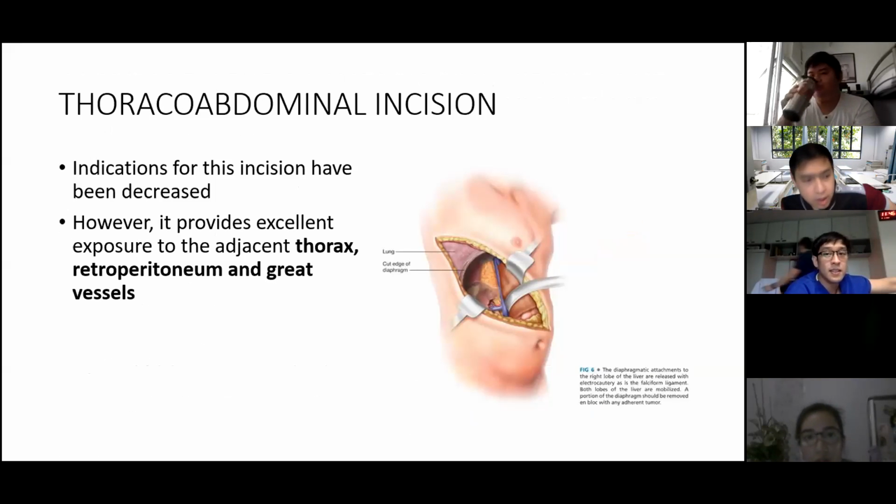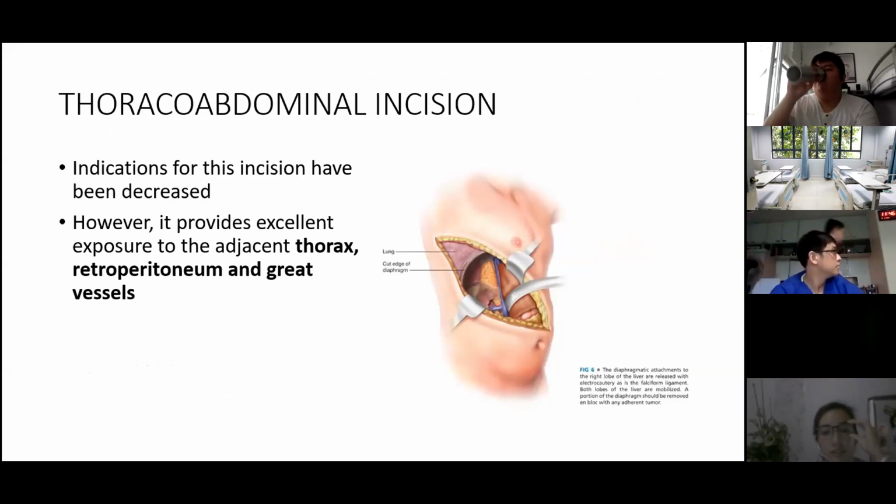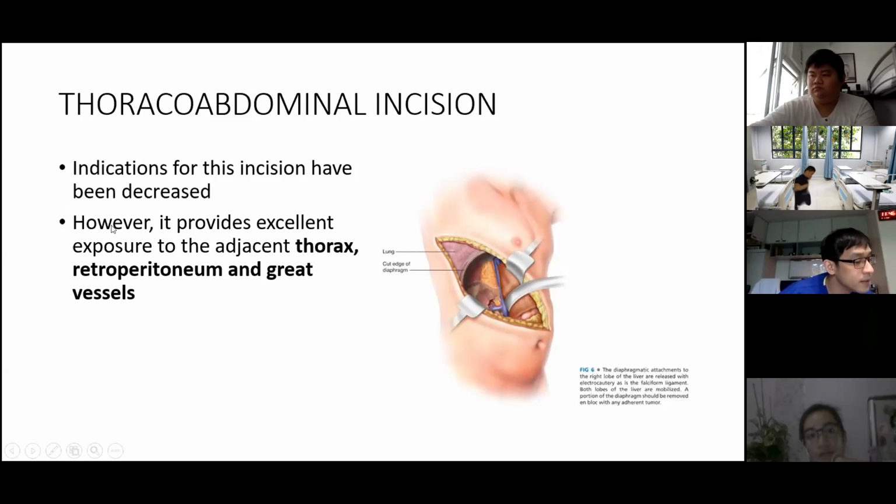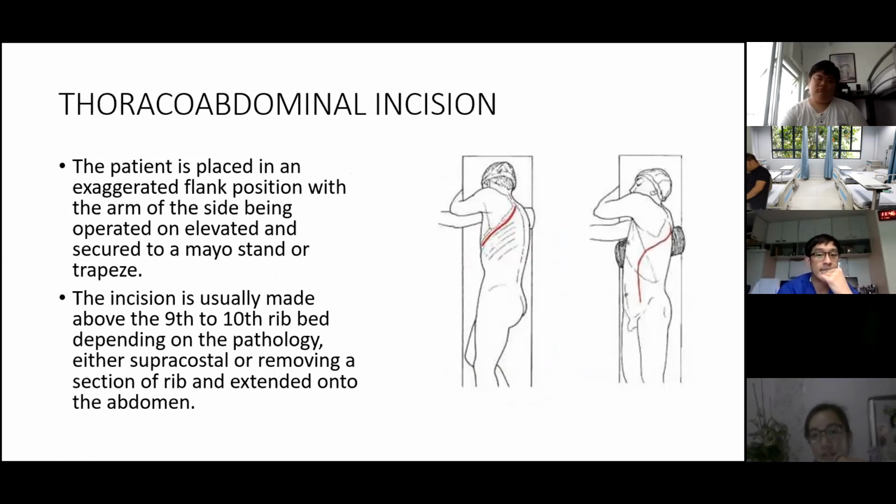for the thoraco-abdominal incision. The indications for this incision may have decreased, probably because of the large and morbid incision compared to the other abdominal incisions. However, this incision provides excellent exposure to adjacent thorax, retroperitoneum, and great vessels. For this incision, the patient is placed in an exaggerated flank position with the arm on the side being operated on elevated and secured on a Mayo stand.